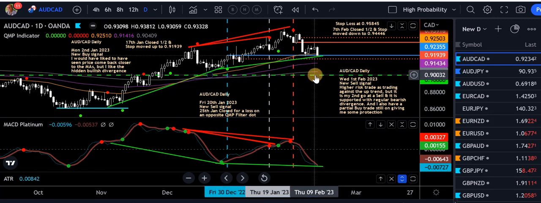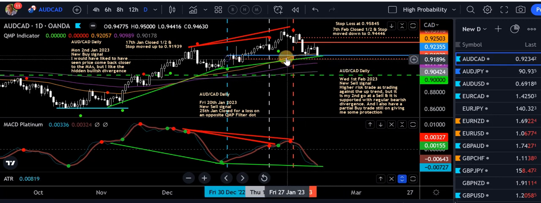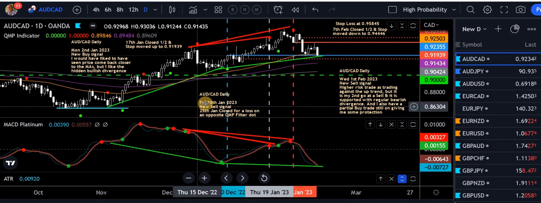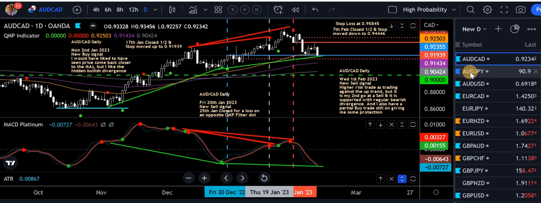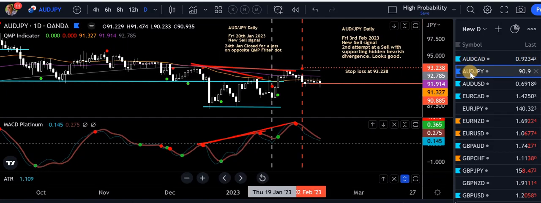The green line here is a big number. It's a 90-cent level. So the AusCAD's looking good. Can't lose on the buy, can't lose on the sell. Perfect scenario.